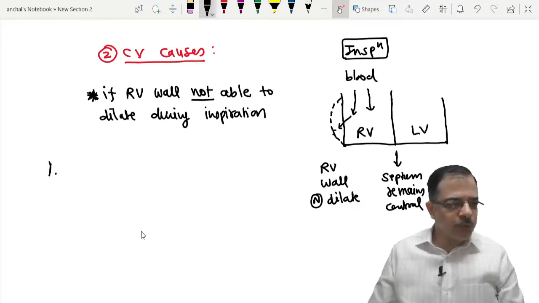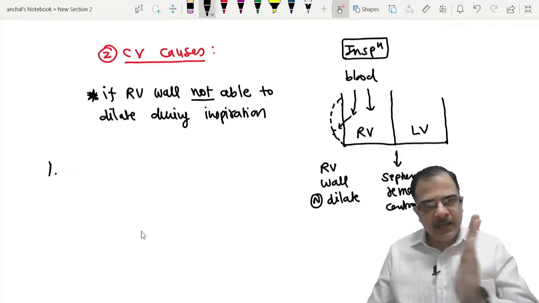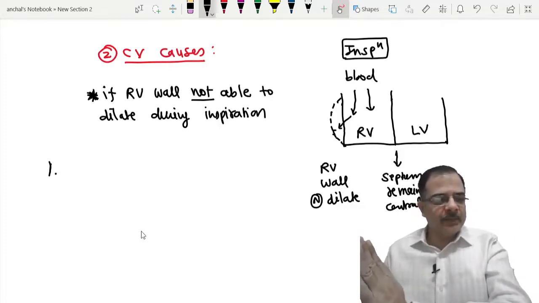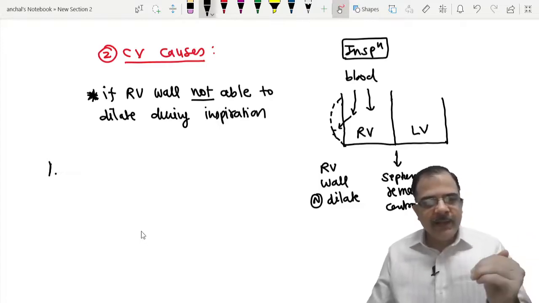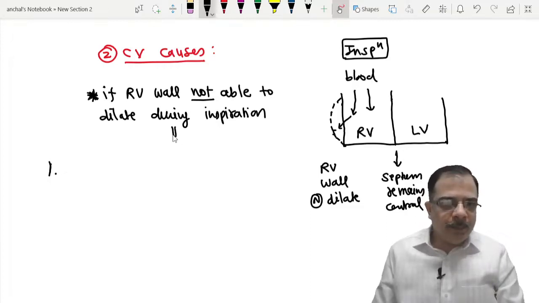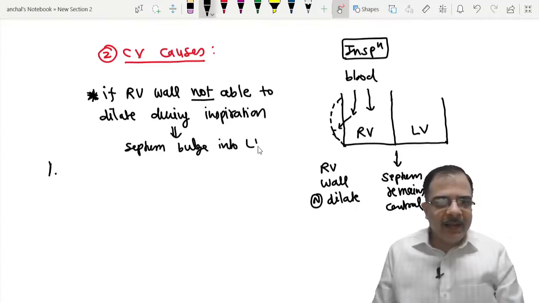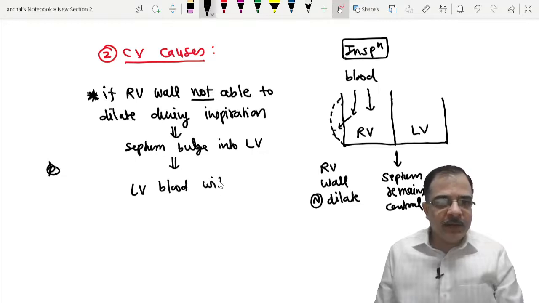The septum moves towards the left ventricle. Yes, very nice. The septum will bulge into the left ventricle cavity. If the septum deviates into the left ventricle, what will happen? The interventricular septum bulges into the left ventricle. That means the left ventricle blood will be reduced during the inspiratory phase.